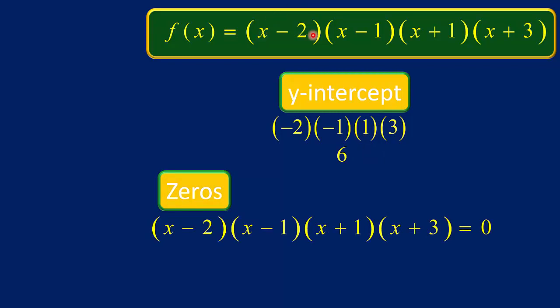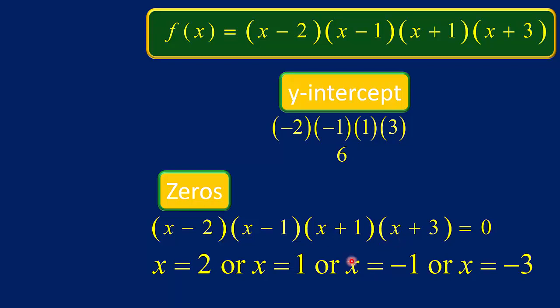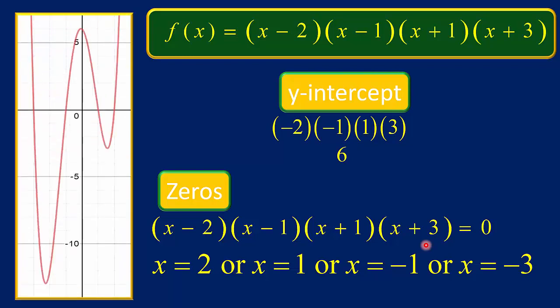That's when we set the whole thing equal to 0. Now, of course, you see the factors here. We want to know the roots, the zeros. So here we go. Obviously, x minus 2 means x equals 2 is a 0. X minus 1 means x equals 1 is a 0, and so forth. Now, what I want to do is look at the graph and see how these relate.